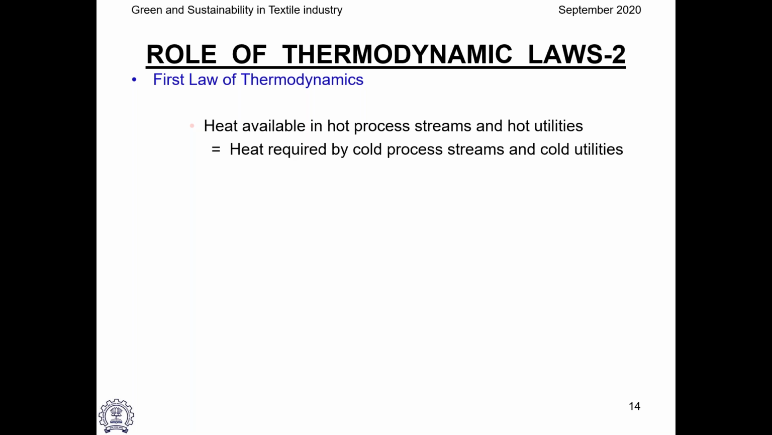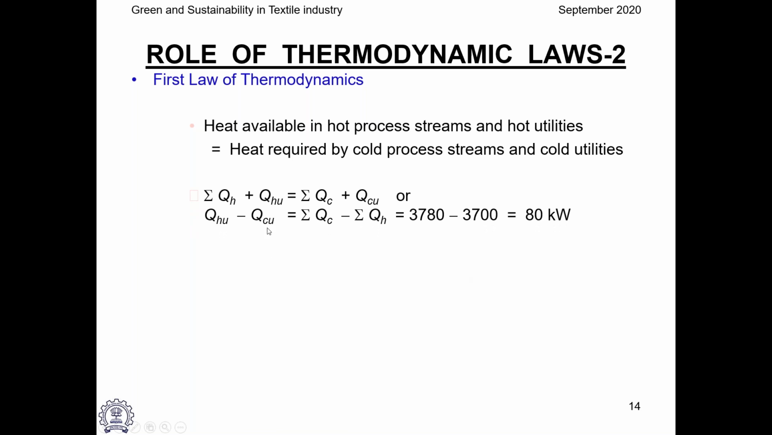So if I write this down in symbolic manner, what can we do? We can say the total heat available in the hot streams and the heat which we are going to take from the hot utility must be equal to the heat required in the cold streams as well as the cold utility. Now we can rearrange this and write QHU minus QCU equals 80.